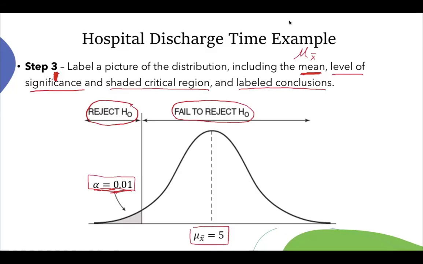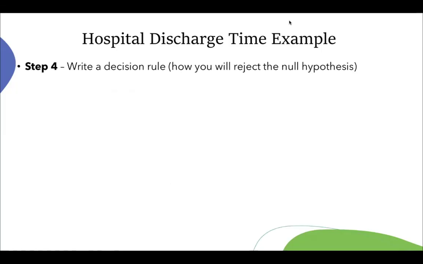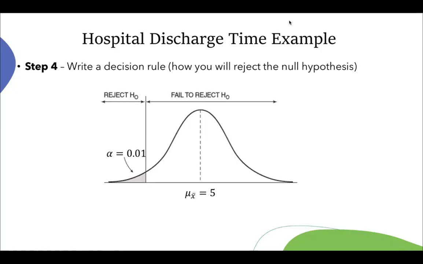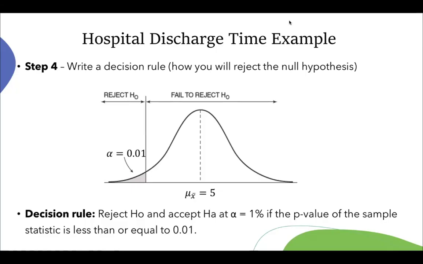So let's write that in a decision rule now: how we will reject the null hypothesis. We will reject the null hypothesis and accept the alternative at 1% if the p-value of the sample statistic is less than or equal to 0.01. This is our guiding rule. This is what we come back to. When we get our p-value, we can come back to our decision rule and check: is it less than or equal to 0.01, or is it greater than 0.01? That will help us make our final conclusion.